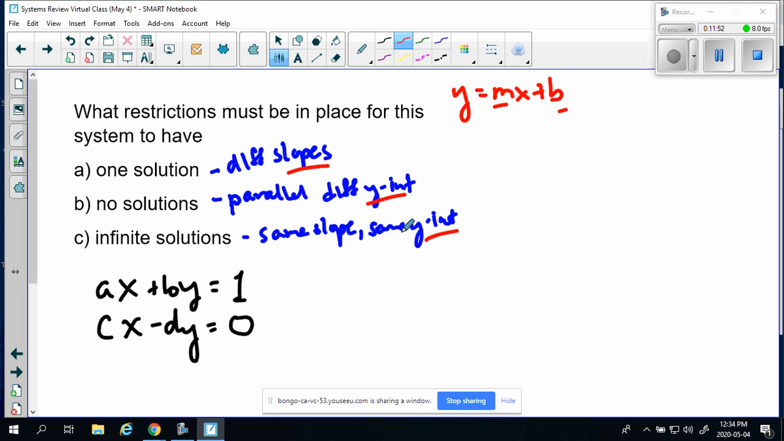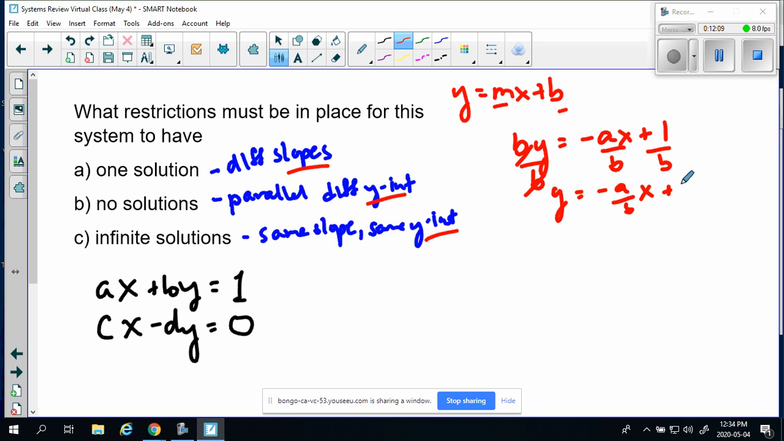So first, I'm going to take this first equation, and I'm going to move the ax to the other side. So by is equal to negative ax plus 1. And then I'll divide by b to try and get the y by itself. So negative a over b x plus 1 over b is that equation.